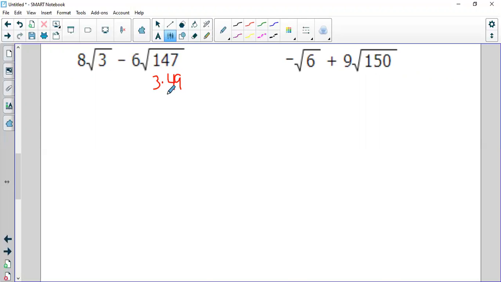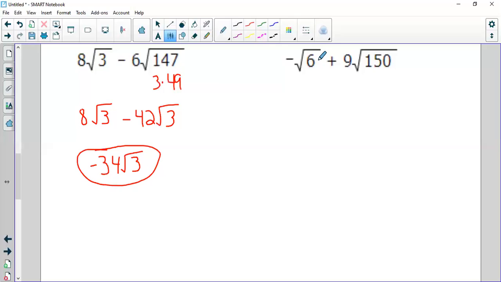So now 49 comes out of the radical as a 7, multiplies the 6 that's already there. So now that's a minus 42 radical 3. And my first one doesn't change because that was already in simplest form, 8 radical 3. And then it's 8 minus 42 for my coefficients. So negative 34 radical 3.